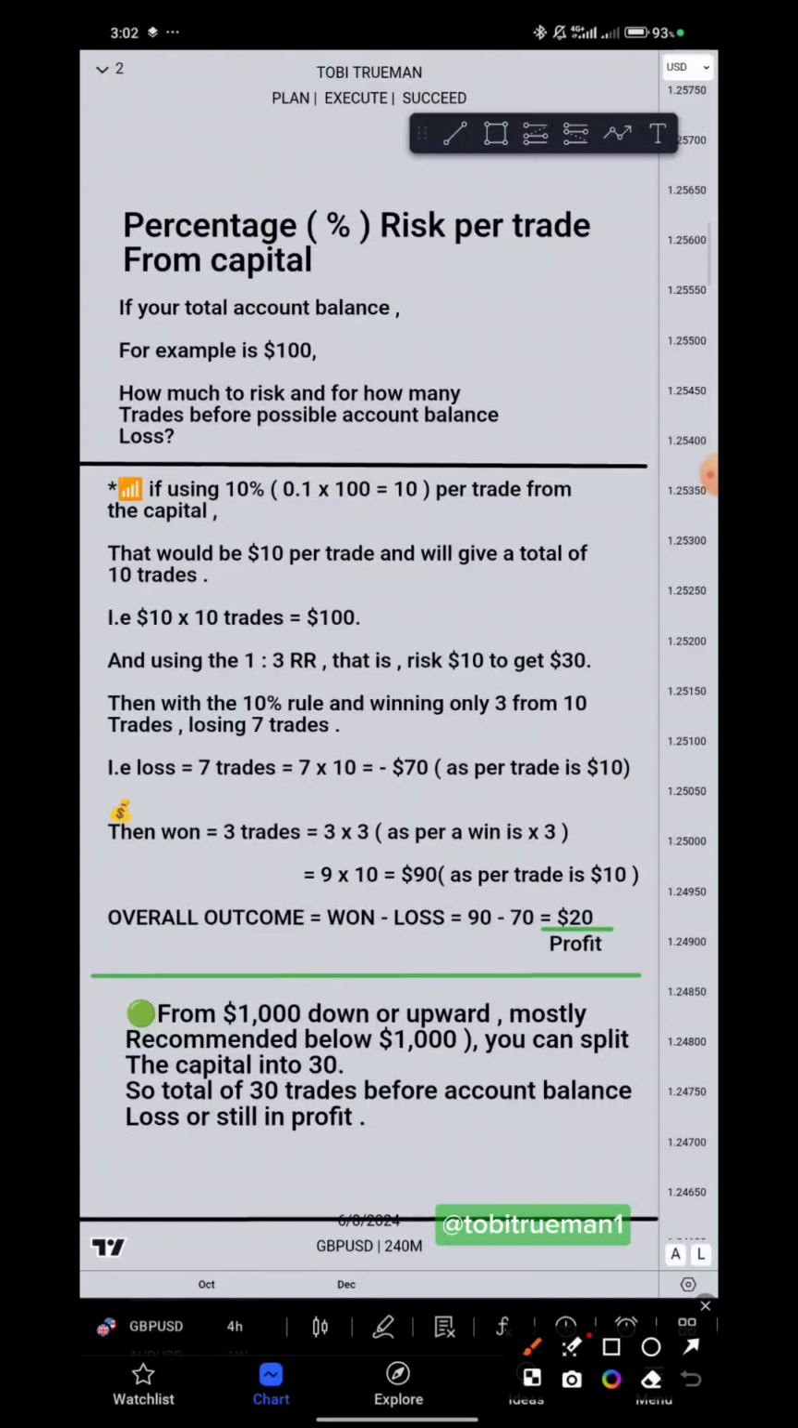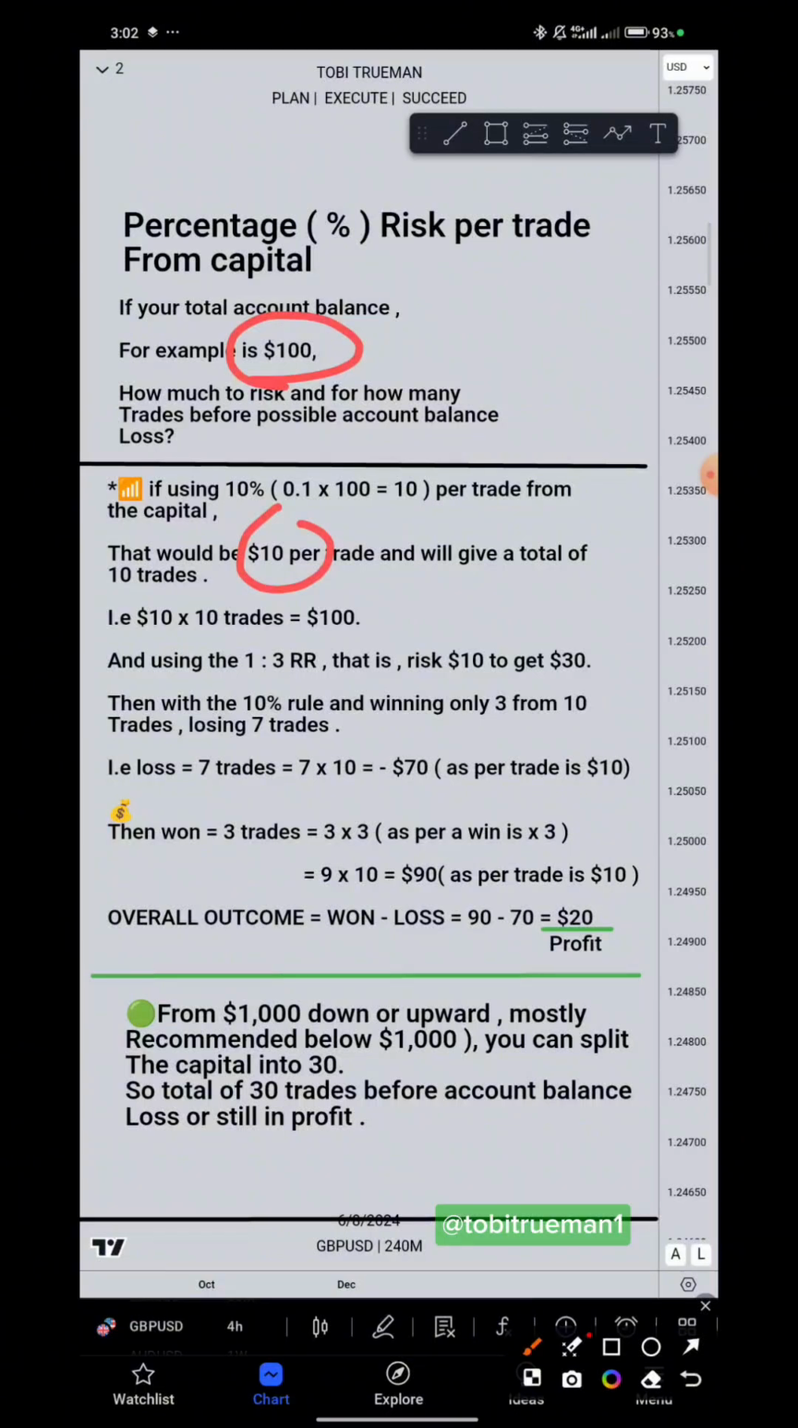At the end of 10 trades, you should also be in profit by applying our rule of 1 to 3 risk to reward. Now, from $1,000 upward, though mostly recommended below $1,000, you can split the capital into 30, so a total of 10 trades before account balance loss or profit is going to be 30 trades. This is what I'm talking about. When we have $100, we can risk $10 per trade. So when your capital is going up, the lesser you are going to be risking.